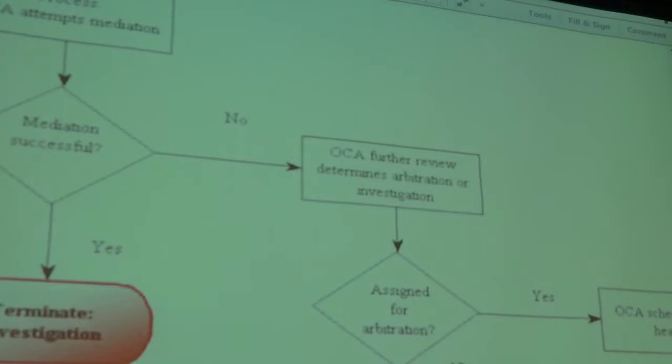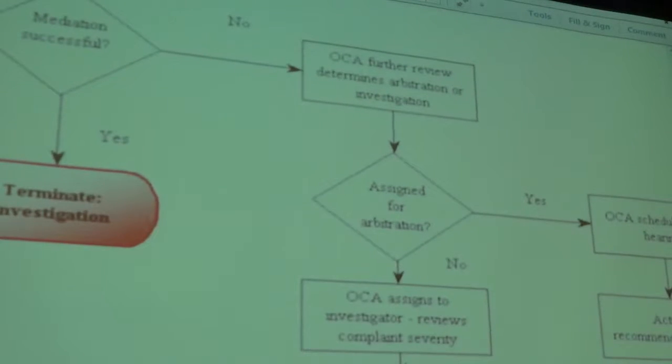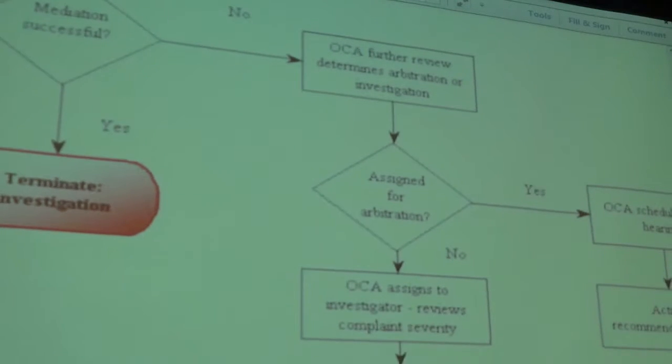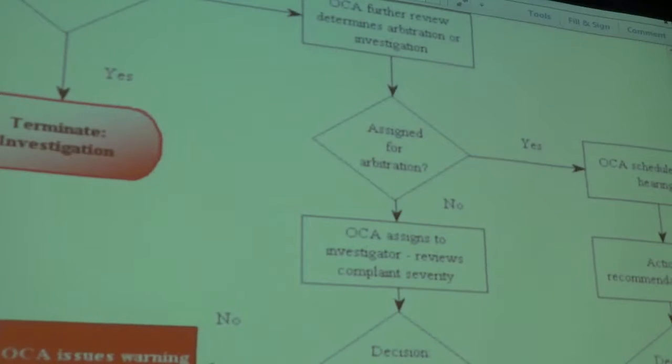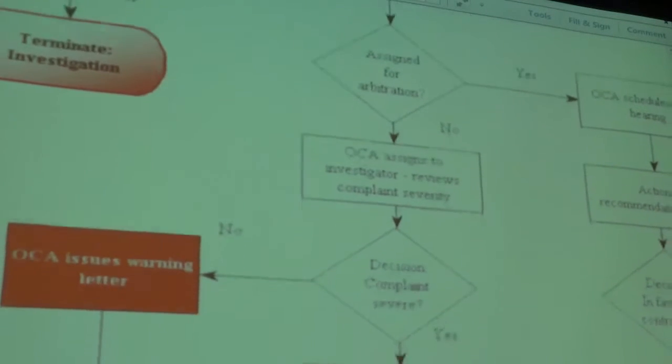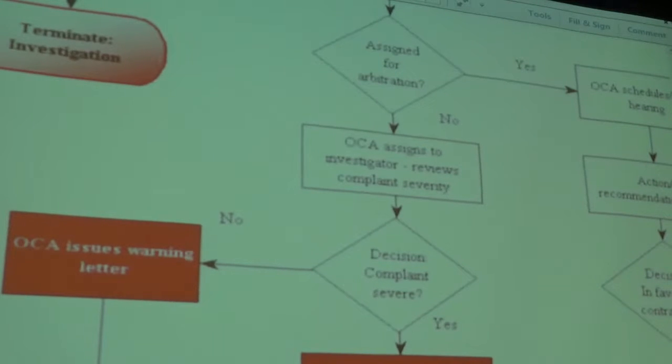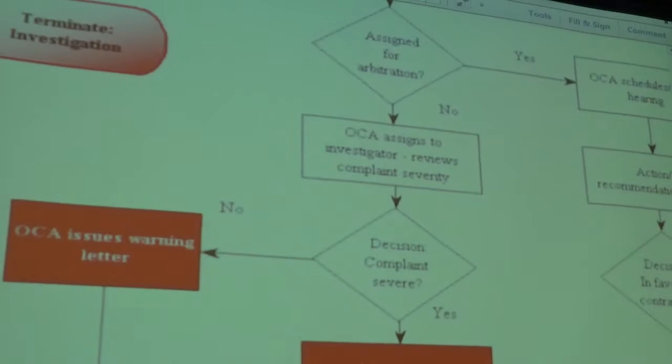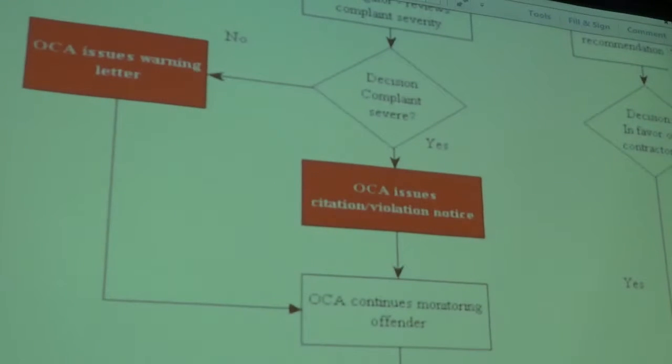That leads to a critical decision point. It's either yes or no. If it's not assigned to mediation, then OCA assigns an investigator to review the complaint and the severity of the complaint. That leads to another critical decision: is the complaint severe, yes or no? If it's no, then OCA issues a warning letter to the home improvement person, and OCA then continues to monitor the licensed home improvement contractor.